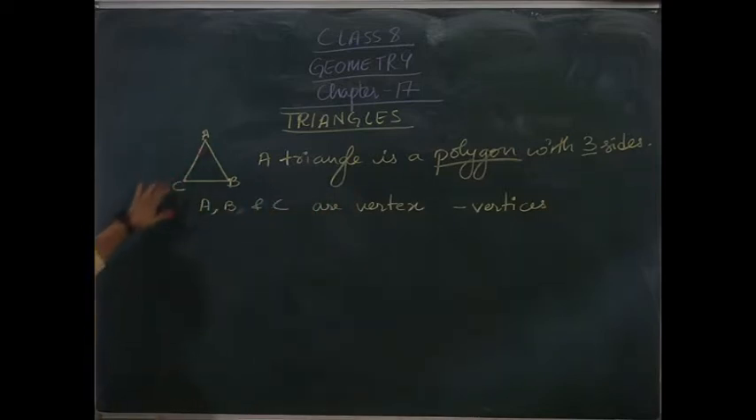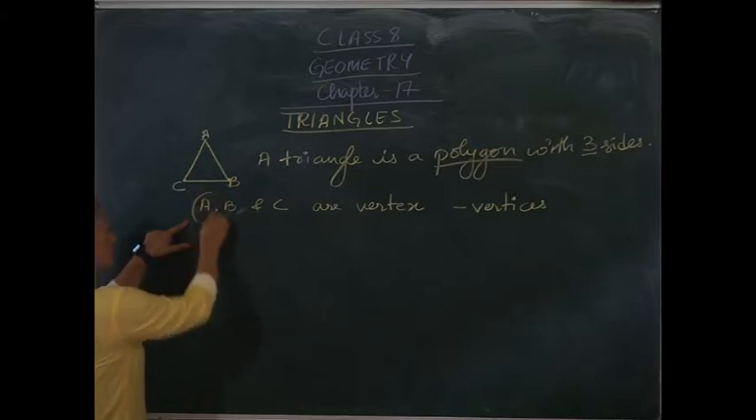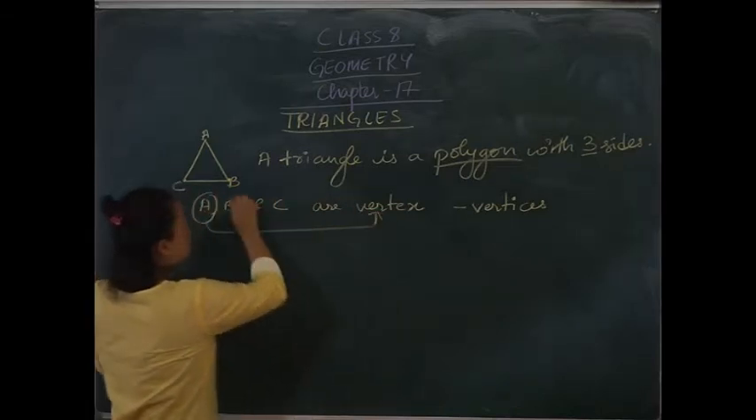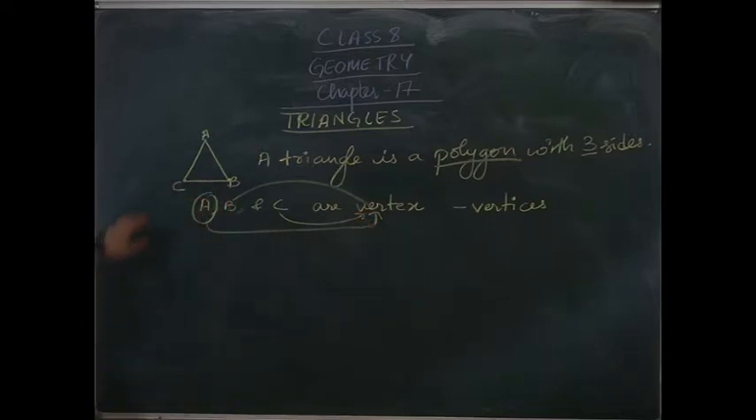A, B, C are vertices, that is A is a vertex, B is a vertex and C is also a vertex. Okay, so A, B, C, we call them points or the vertex.